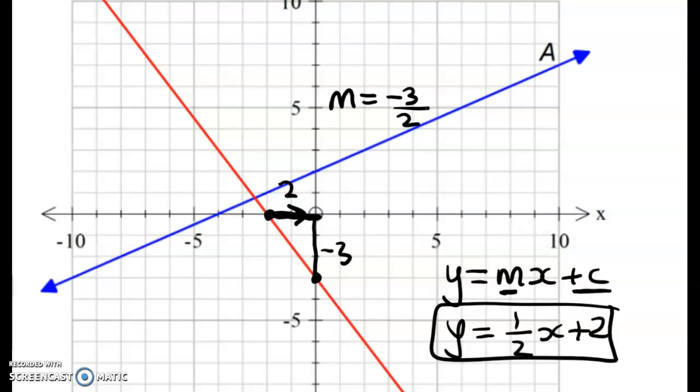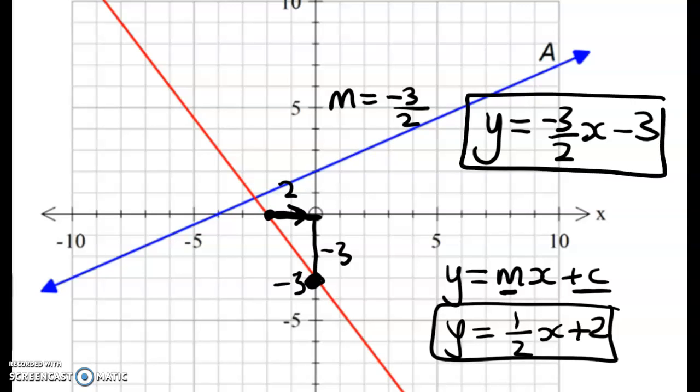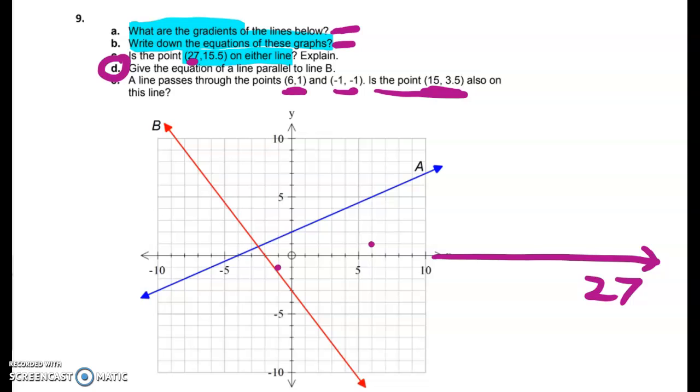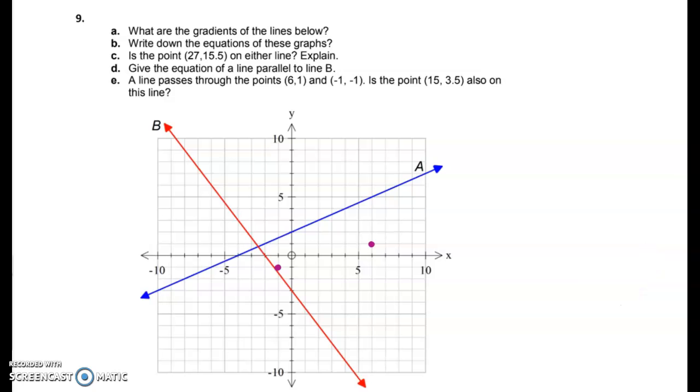What's the equation of the line going to be? Well, this point here is at negative 3 on the y-axis. So my equation will be y equals negative 3 over 2x, take away 3. So that's the first two questions done. Let's see what we need to do next. Okay, so is this point 27 and 15.5 on either of the lines? And we have to explain.